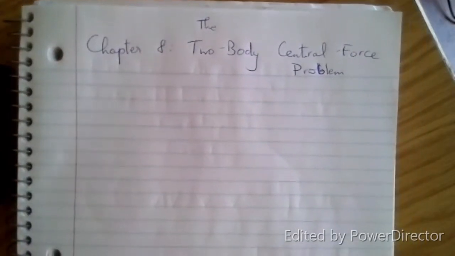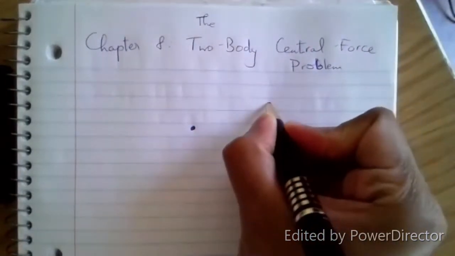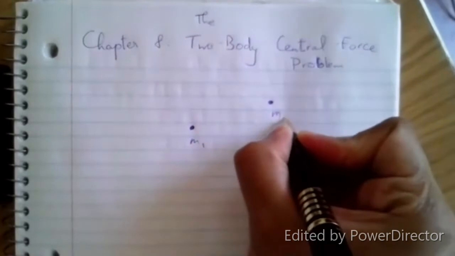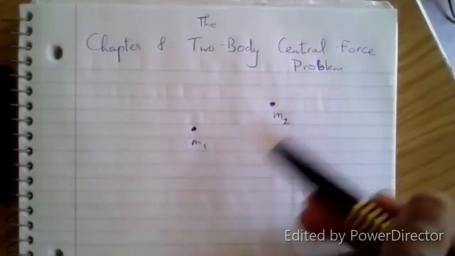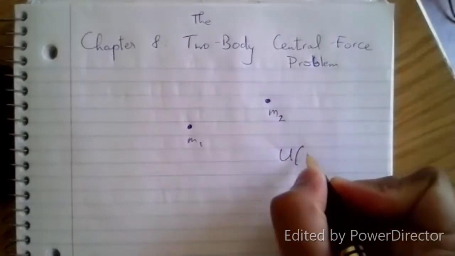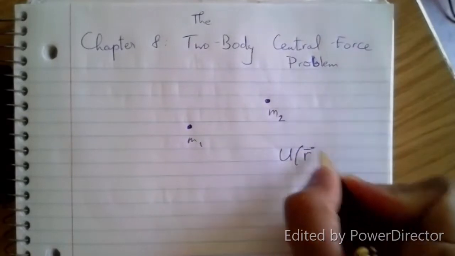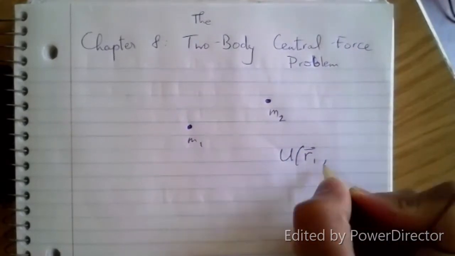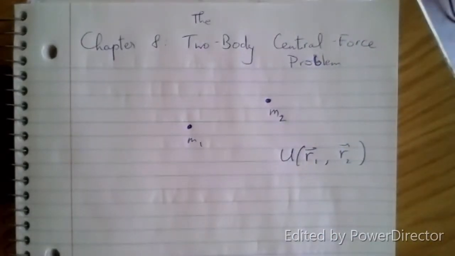So the idea is that we have an isolated system with just 2 point masses, m1 and m2. And because it's isolated, the only thing that they have to interact with are each other. So there is some potential energy, and we're sticking with potential energies that only depend on position. So this would depend on position of particle 1 and position of particle 2. But it turns out we can actually simplify this a lot further.